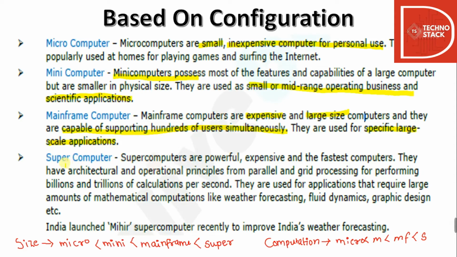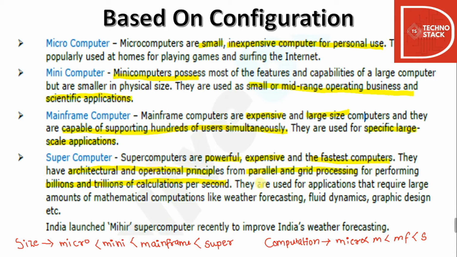They are not used at all, maybe because only a microcomputer can also do such things. So this is what I'm saying about today's scenario. Back before 5 to 10 years also these were extensively used. So supercomputers are very powerful, expensive, and the fastest computers. They have the architectural and operational principles from parallel and grid processing for performing billions and trillions of calculations per second.